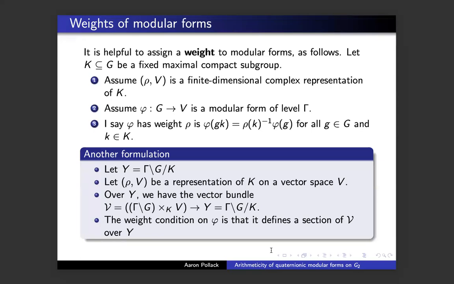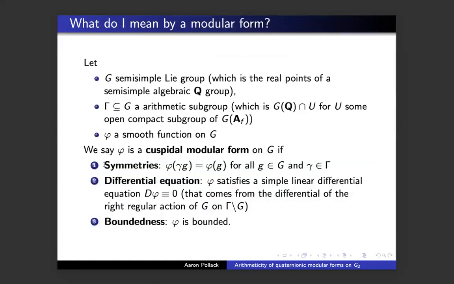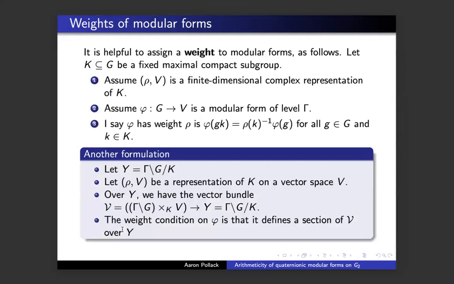And now I assume phi is a modular form of level gamma for the group G that's valued in the finite dimensional vector space V. So phi is a function from G to V that satisfies these conditions. It's symmetric, it satisfies a differential equation, and it's bounded. And then in this setup, I'll say that phi has weight rho for the representation rho if it's rho equivariant on the right. So phi of g k is rho of k inverse phi of g for all little k in the subgroup capital K.